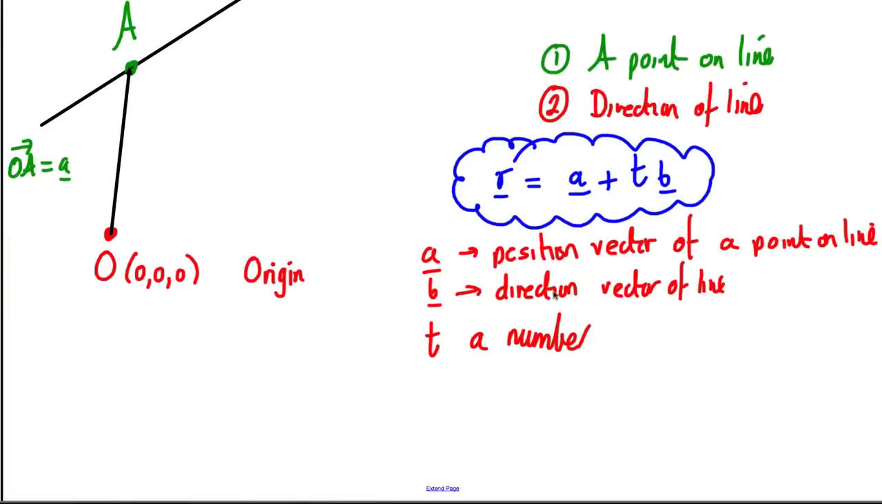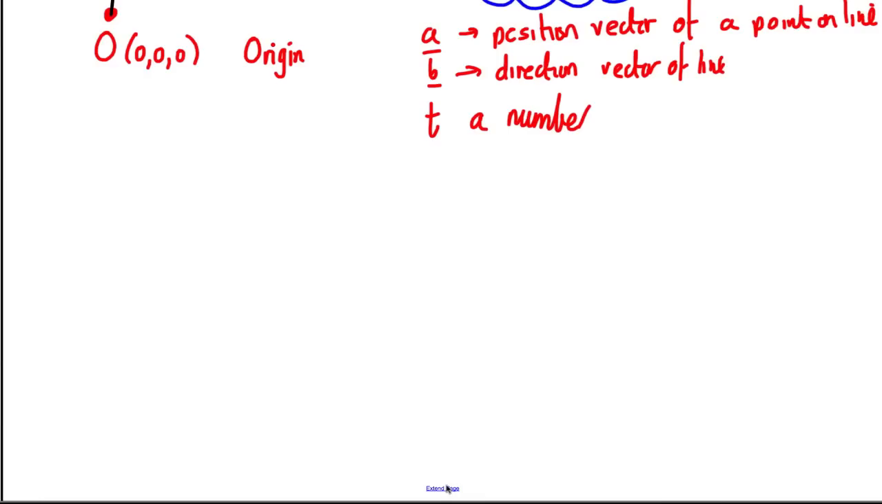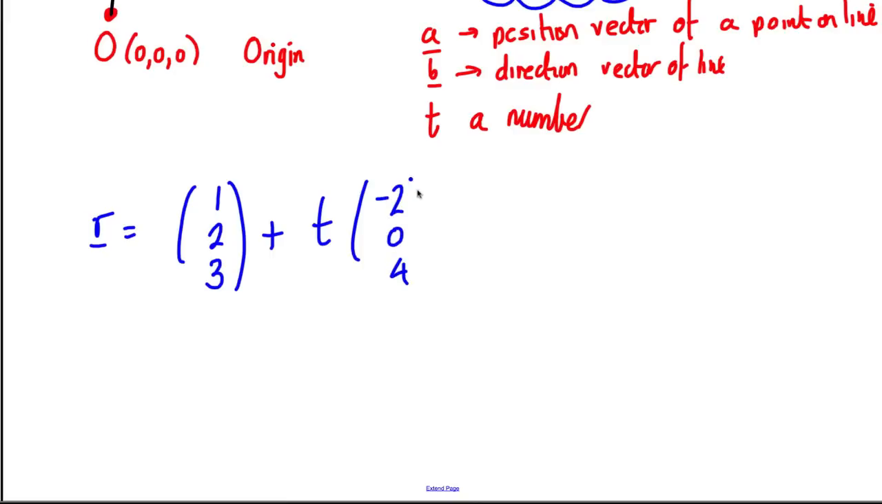Okay, so let me just explain a couple of things to you. Say I gave you the vector equation of a line. Say I told you that the vector equation of a line was equal to 1, 2, 3 plus T lots of -2, 0, 4. I told you that. What is the obvious point that's on the line? Well, for any T number, if I put T as 0 in there, then I know that 1, 2, 3 is a point on the line.